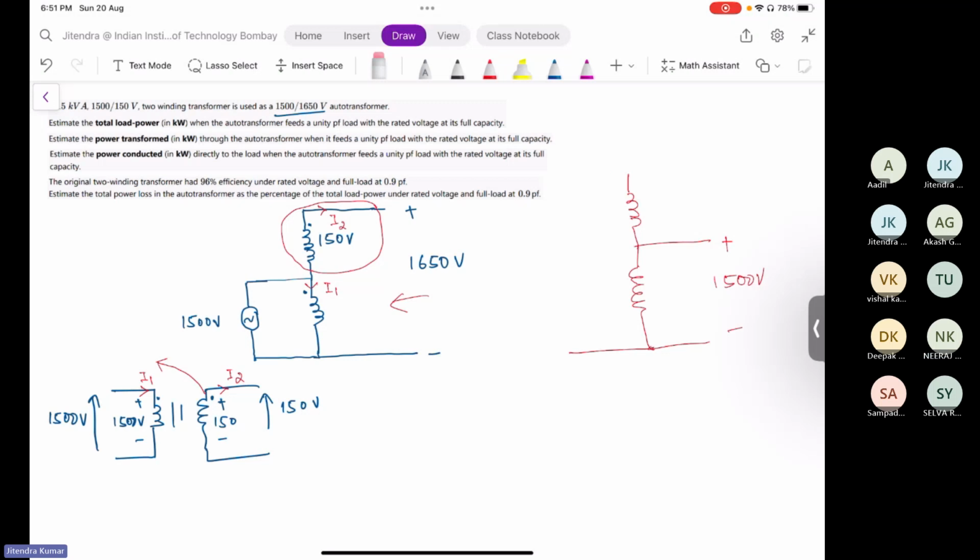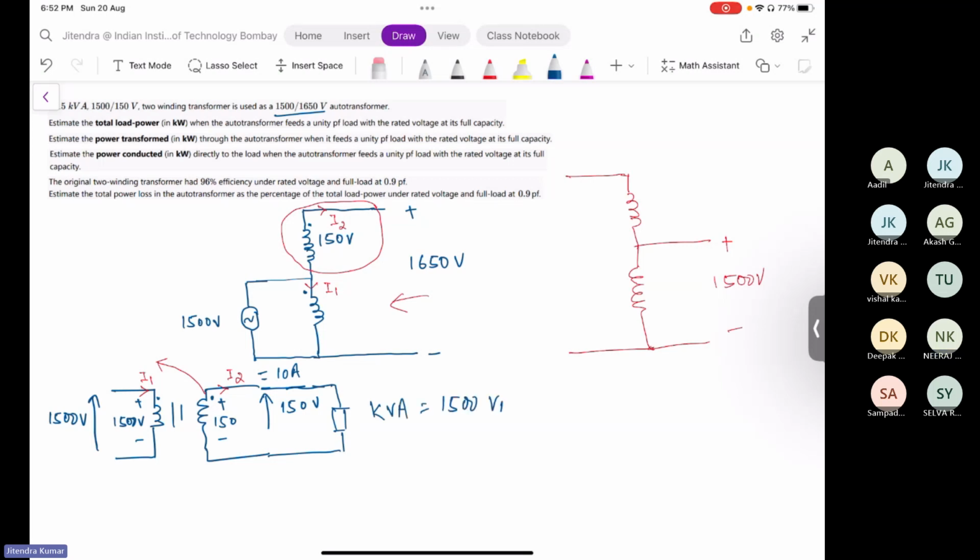Sir, in additive polarity, we got additive voltage, means whatever voltage we are applying or whatever is induced in the coil, we are adding that voltage, so we can transfer more power. Yes, exactly. That is the reason. So let us see here. Let us assume I2 is equal to 10 ampere. So in a two winding transformer, what will be the output power if load is connected across the 150 volt? The power, or kVA, should be 1.5 kVA.